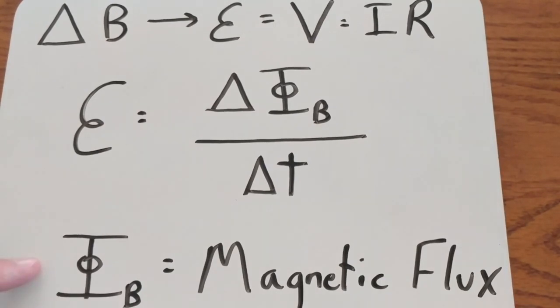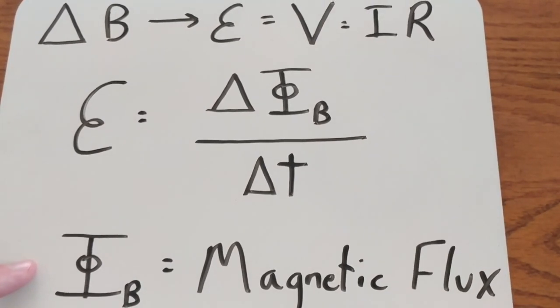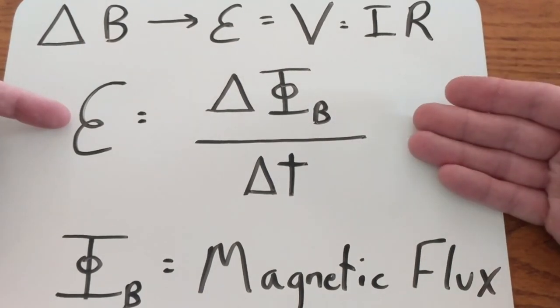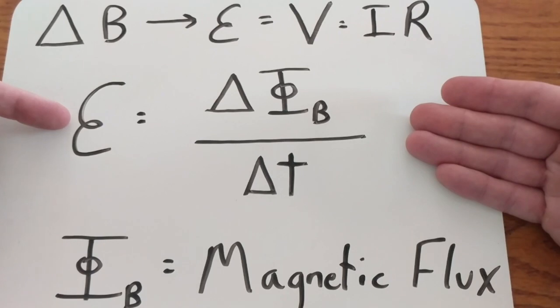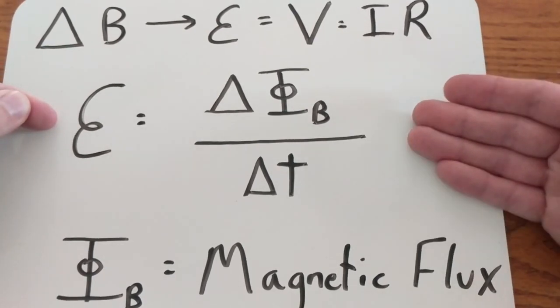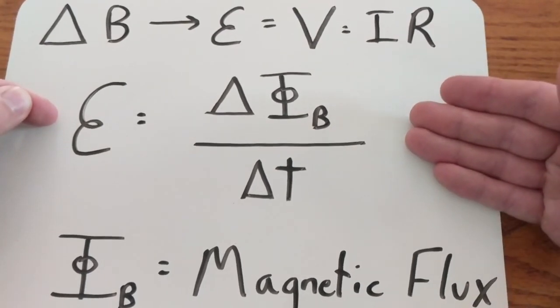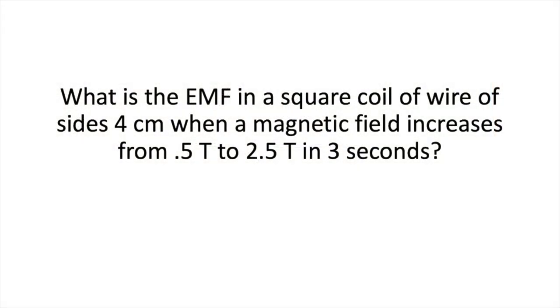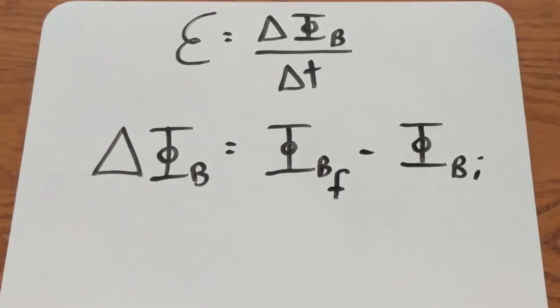All right, now that we know how to calculate magnetic flux, let's look at a problem to see how we can solve for the amount of voltage induced in a coil of wire. In other words, the amount of EMF that can be induced in a wire. All right, so let's look at an example problem. Okay, so in this problem, they're asking for the EMF in a square coil of wire with those particular statistics.